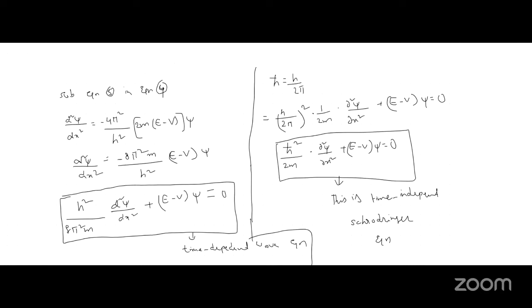Psi1 equal to a1 cos 2 pi (x by lambda minus nu t), and psi2 equal to a2 cos 2 pi (x by lambda plus nu t). Here 2 pi x by lambda is the space term and 2 pi nu t is the time term. Superimposing these two, psi equals psi1 plus psi2, which I write as 2a cos 2 pi x by lambda times cos 2 pi nu t. This is the product of a space term and a time term. Psi of x equal to 2a cos 2 pi x by lambda is the space term, and f of t equal to cos 2 pi nu t is the time term.